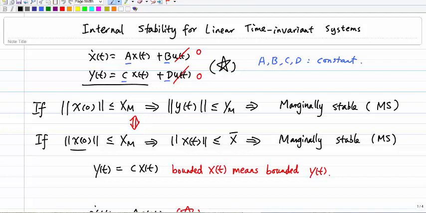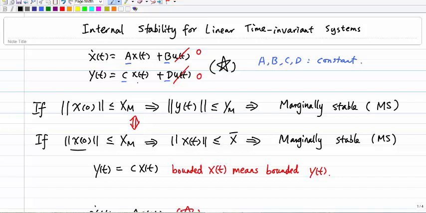For the internal stability for linear time invariant systems, we typically assume that we have a zero input. If I give you a linear time invariant system, which is given by x dot t is A x t plus B u t, y t is C x t plus D u t, here u t is assumed to be 0, which means we have 0 input. So the internal stability talks about the property for a linear time invariant system, given initial condition x0, to see what kind of property we have.